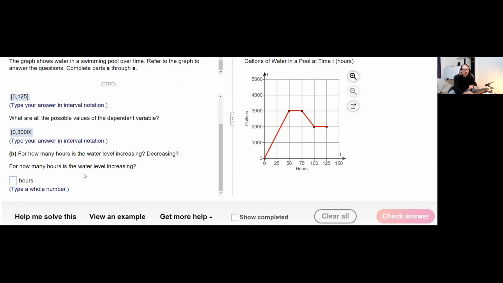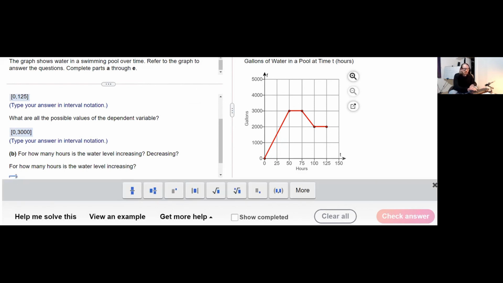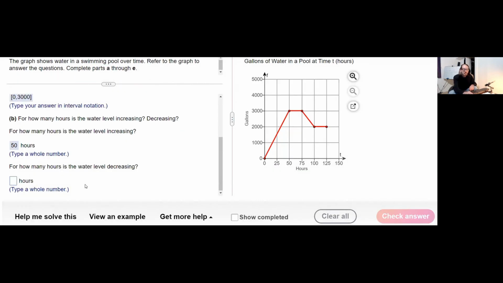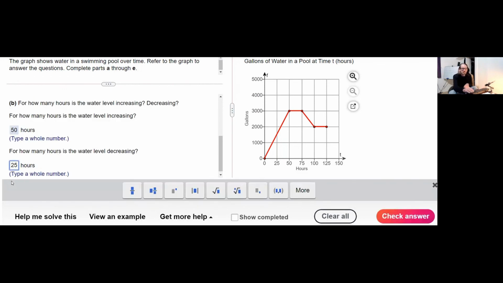For how many hours is the water level increasing? Meaning, as we go left to right, the y values are going up. And that's for 50 hours. 0 to 50, so 50 hours. And decreasing, we only see it going down from 75 to 100, so 25 of those hours.